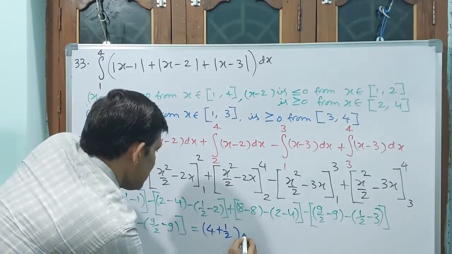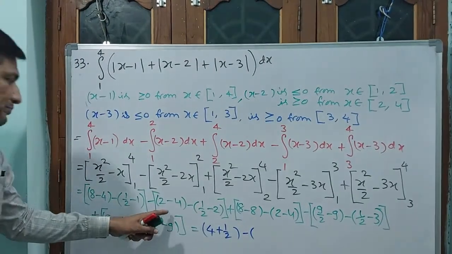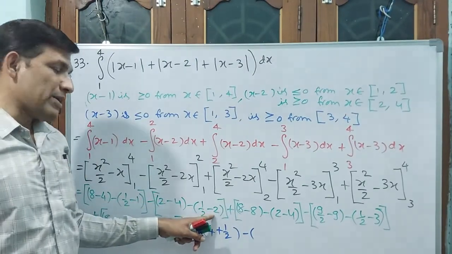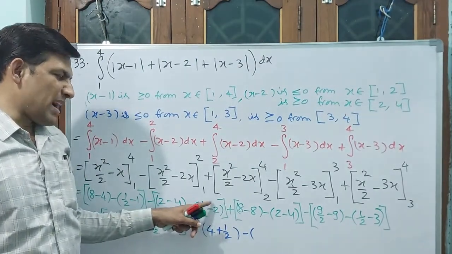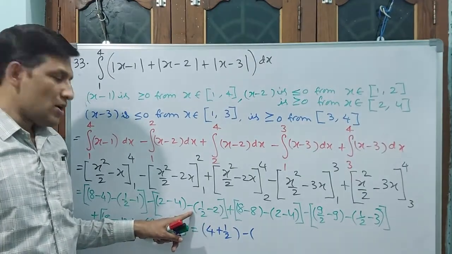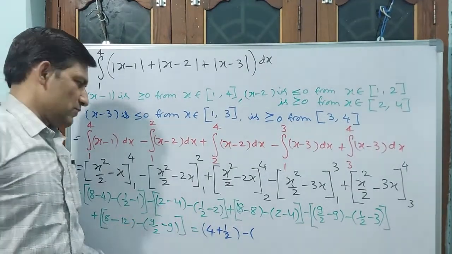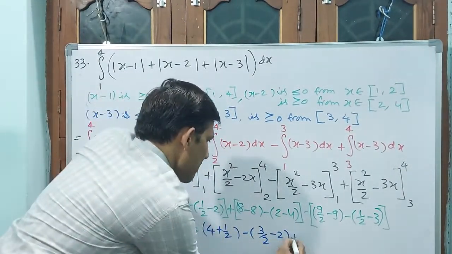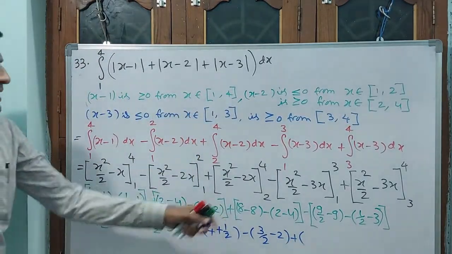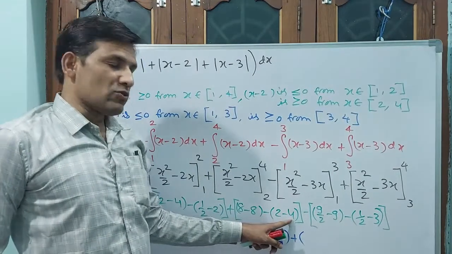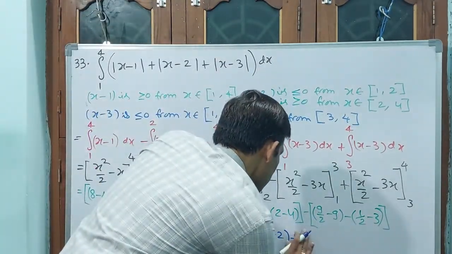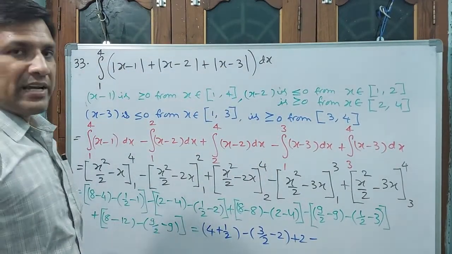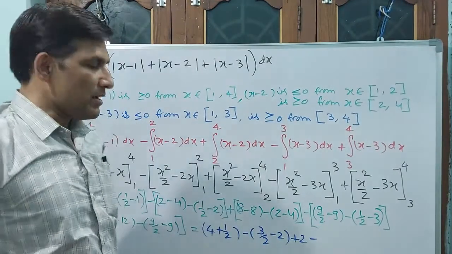Keep it in parenthesis. Minus this one. 2 minus 4 is minus 2. 1 by 2 minus 2, you see, 1 minus 4 is minus 3 by 2. Minus of minus 3 by 2 is plus 3 by 2. Plus 3 by 2 minus 2. This is over. Second one: plus 8 minus 8 is 0. See, 2 minus 4 is minus 2, minus of minus 2 is plus 2. Only plus 2 will come here. Plus 2 minus, see, 9 by 2 minus 9 is minus 9 by 2.